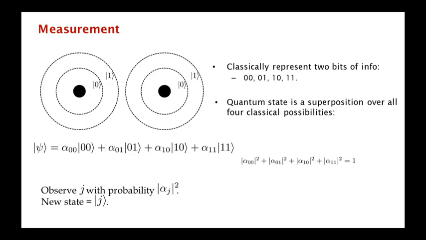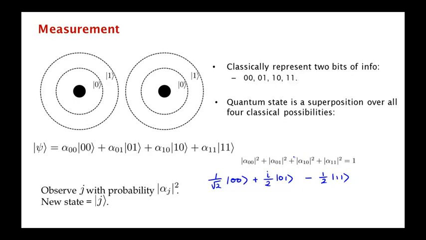So let's do an example. So suppose, for example, that the state of the system was 1 over square root 2 |00> plus i over 2 |01> minus 1 over 2 |11>. So you can check that this is a valid state of the system because it satisfies this normalization condition.